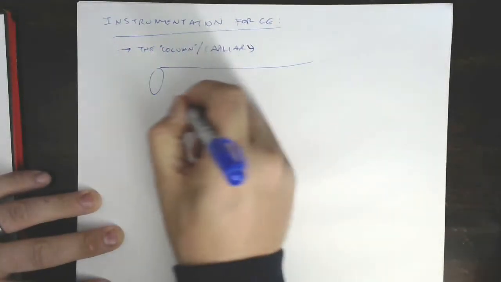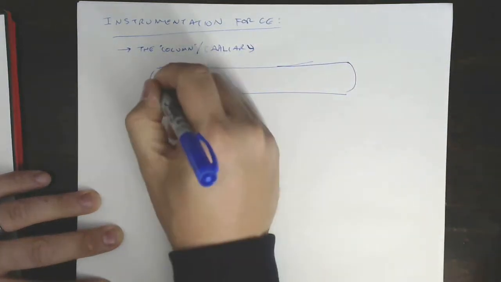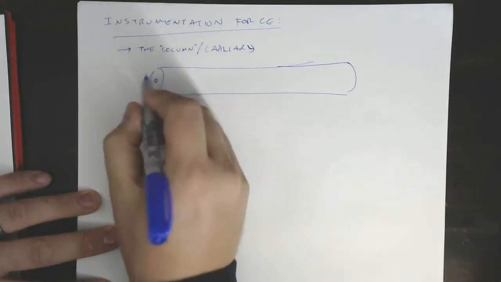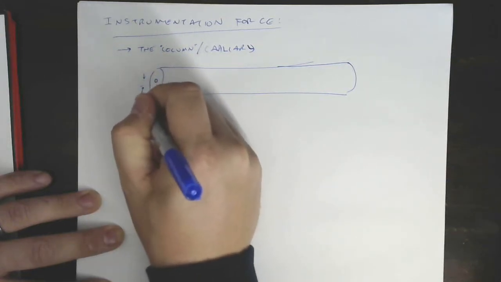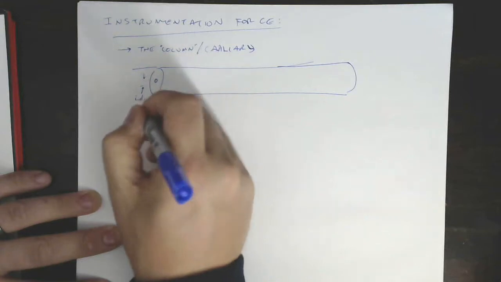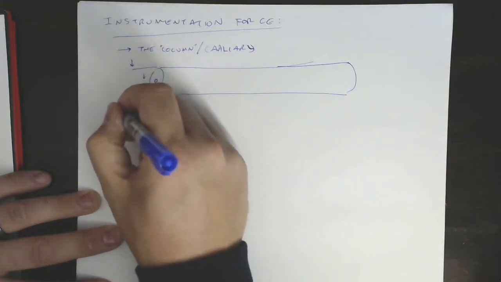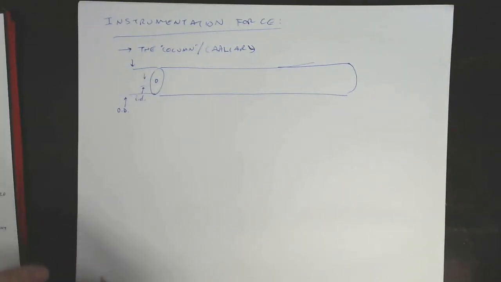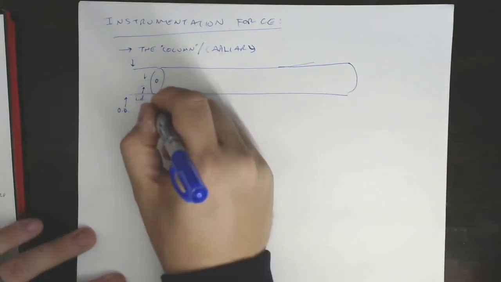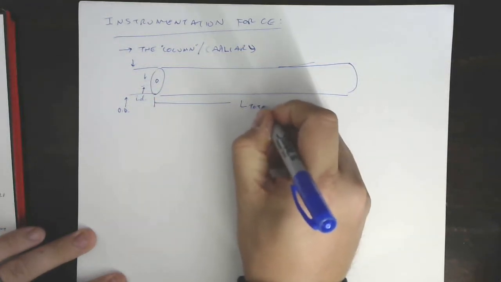So it's a cylindrical tube like this. It has an inner diameter and an outer diameter. Let's label those. We'll call the inner diameter ID and the outer diameter OD. Outer diameter, inner diameter. This capillary has a total length from the inlet to the outlet. We're going to call that L subtotal.